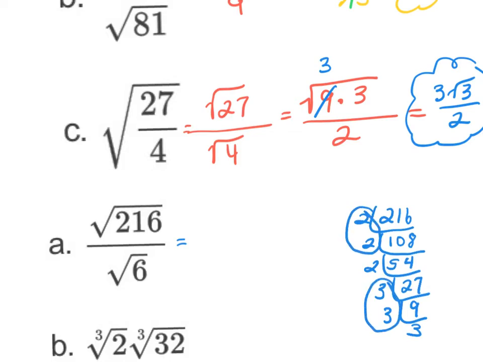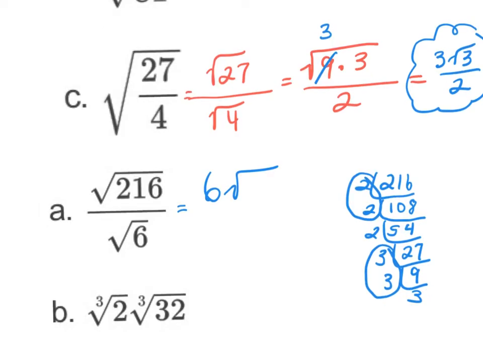All right, so I can take out a 2 and I can take out a 3. What is 2 times 3? 6. And then what's going to be left over inside? 2 times 3, which is what number? 6. Over the square root of 6.